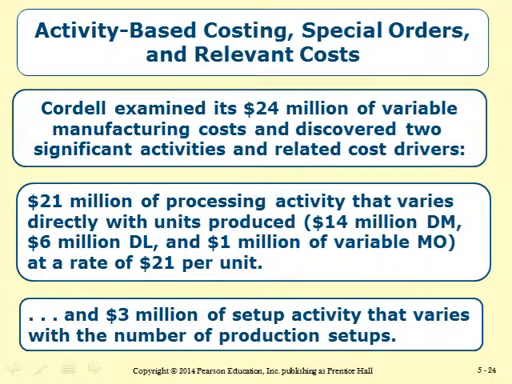And so Cordell examined its $24 million of variable manufacturing costs and discovered two significant activities and related cost drivers. $21 million of processing activities that vary directly with units produced, that is $14 million of direct material plus $6 million worth of direct labor and $1 million of variable manufacturing overhead, at a rate of $21 per unit, and $3 million of setup activity that varies with the number of production setups.